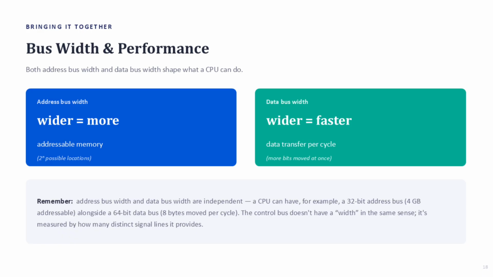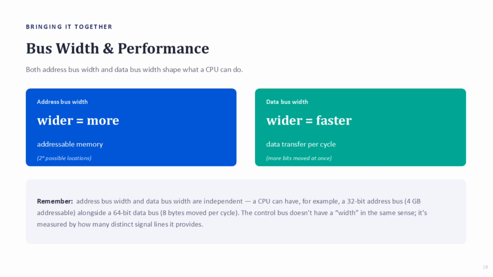Now that we understand how communication takes place, let us answer one final technical question. How do the sizes or widths of the buses affect the overall computer system? Earlier in this lesson, we learnt that both the address bus and data bus have widths measured in bits. However, they influence the system in completely different ways.